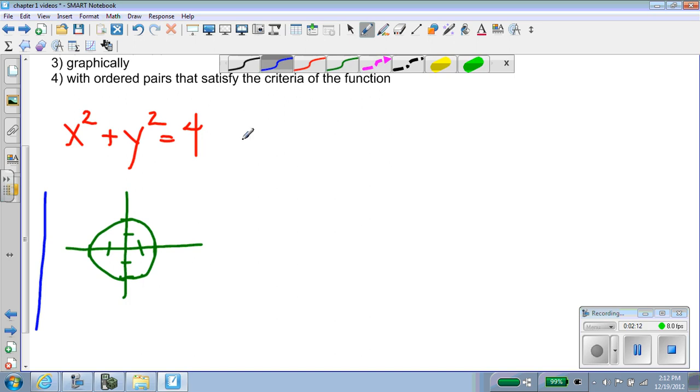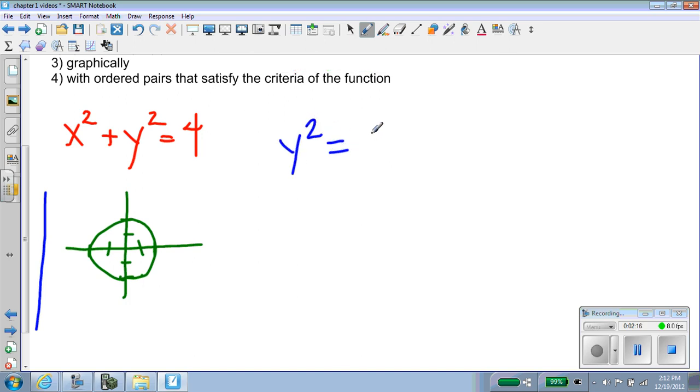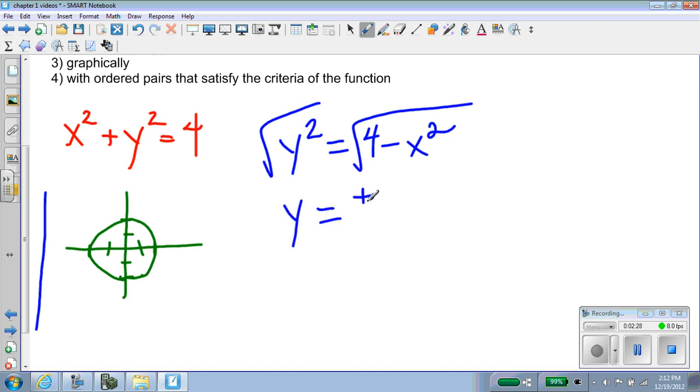Algebraically, I could not solve this for y. y squared equals 4 minus x squared, square root both sides. y equals plus or minus. See, it's showing that whenever I choose an x value, I will get 2 y values. So it is not a function.